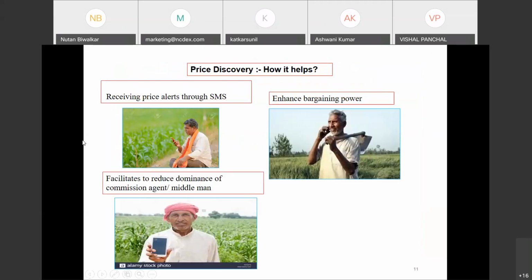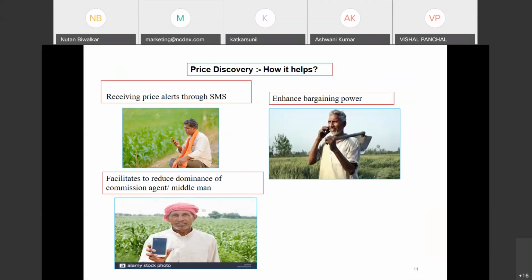Now, price discovery, as I told you, helps the farmer get the price alert, then it enhances his bargaining power, and it helps reduce the dominance of the commission agent and middleman. This is the benefit of price discovery. And the second thing is that the influence of the middleman gets significantly reduced, and it saves the stakeholder or farmer from being cheated by the middleman. This is the benefit of price discovery.